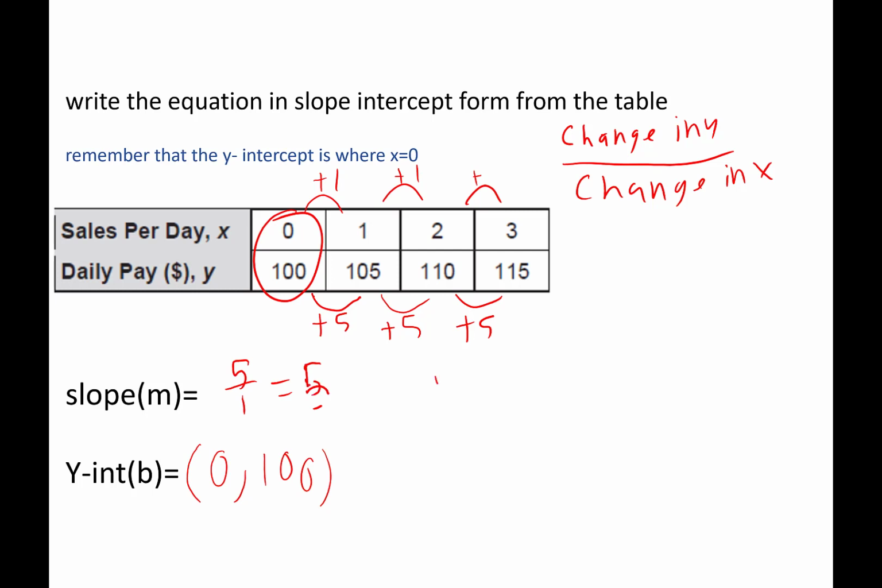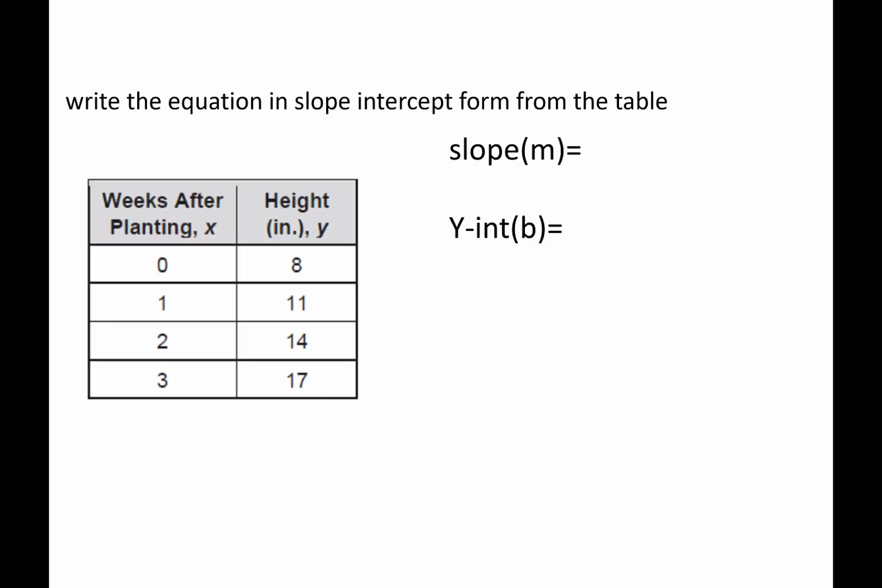So now we're going to plug into y equals mx plus b. My m is 5, my b is 100. And there you have it. So my equation would be y equals 5x plus 100. All right, we'll look at another one.